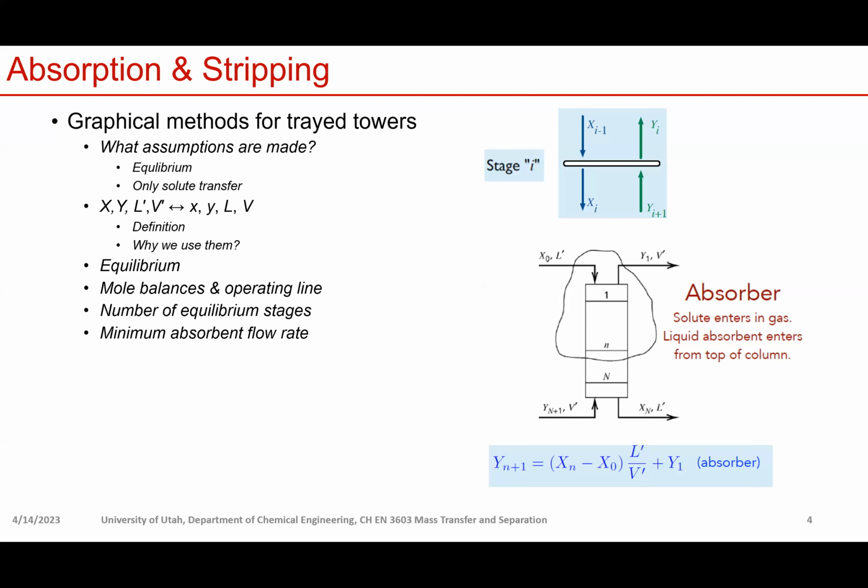If you draw a control volume, you can do the mole balance for your solute and then you can derive this equation. Basically, this equation relates the mole ratio of your gas phase entering the nth stage with the liquid composition leaving the nth stage, with the compositions entering and leaving the first stage, right? Then the ratio is dependent on the flow rates of the liquid and the vapor phase.